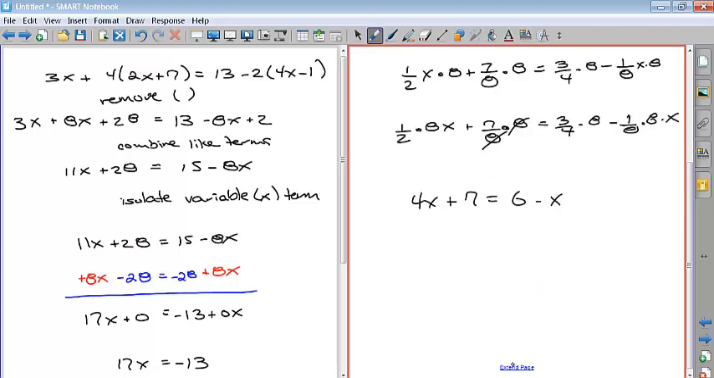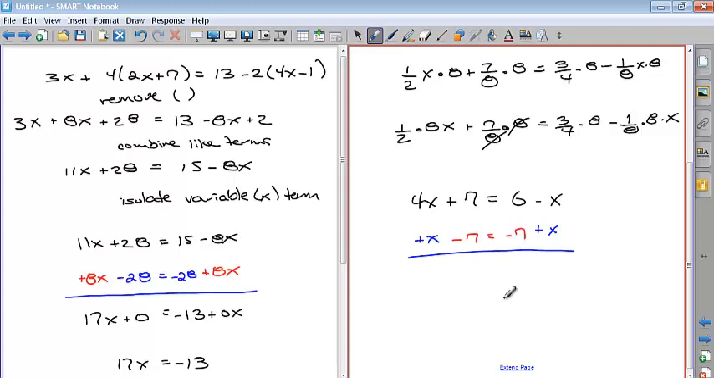Now I just have a single equation in a single variable that has integers. I've already combined any terms; actually, I didn't need to combine any terms. So the next step is to isolate the variable term. I want to get the variable term on the left hand side, so I'm going to take the additive inverse of the variable term on the right hand side, and the additive inverse of the constant on the left hand side.